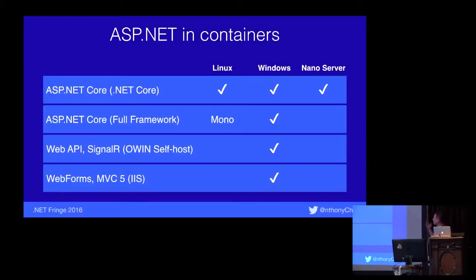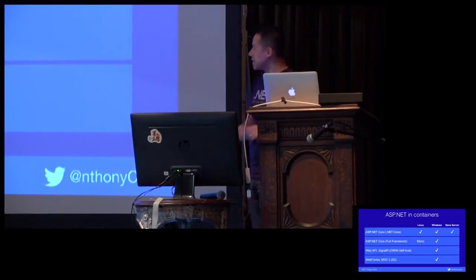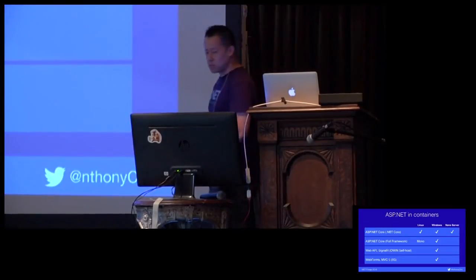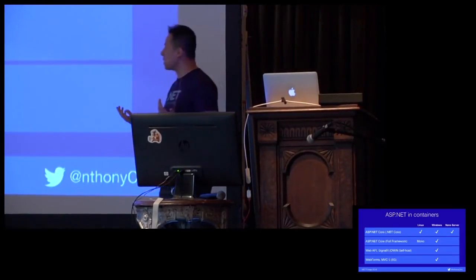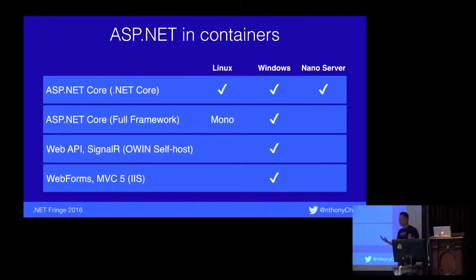And the next class of applications would be things that can run in basically a self-hosted EXE. So things like OWIN self-host, Web API 2 or SignalR 2. Those things will run fine in a Windows container. And the last group of applications are things that depend on System.Web and IIS. So that's things like WebForms and MVC 5.